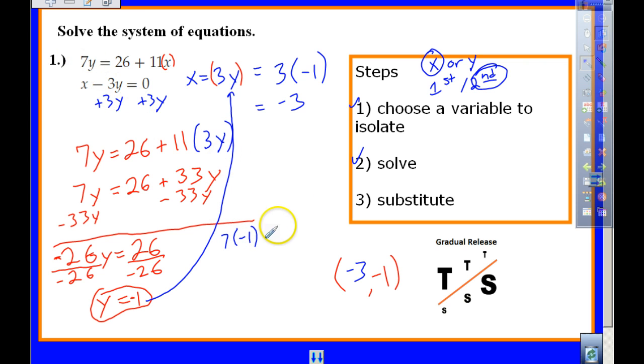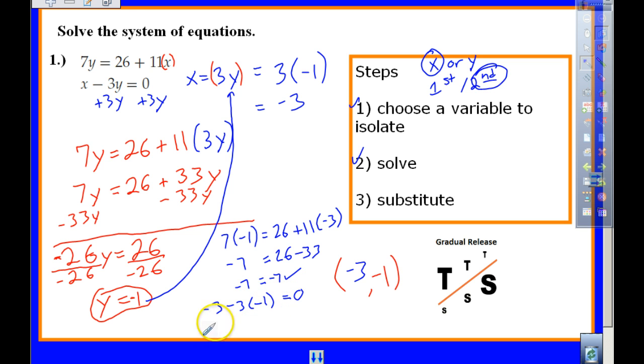So 7y equals 26 plus 11 times negative 3. And just verify. So we got here 26 minus 33. And negative 7 equals negative 7. That's good. Second one a little bit faster. Negative 3 minus 3 times negative 1 equals 0. Negative 3 plus 3, negative times a negative. Yeah, and then we get 0 equals 0. Works for both. And this is the only point, negative 3, negative 1, that works for both.